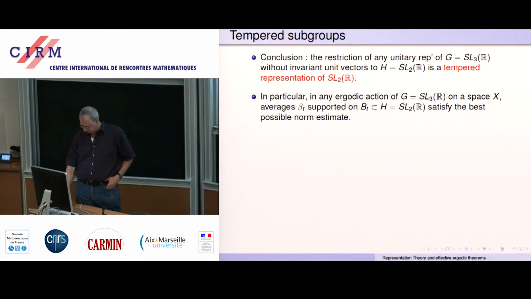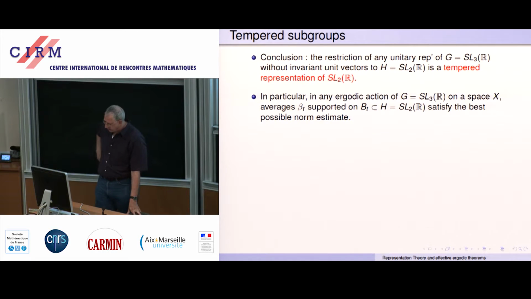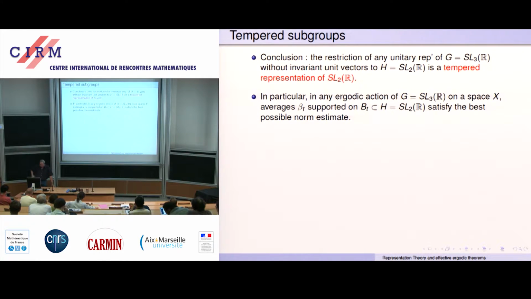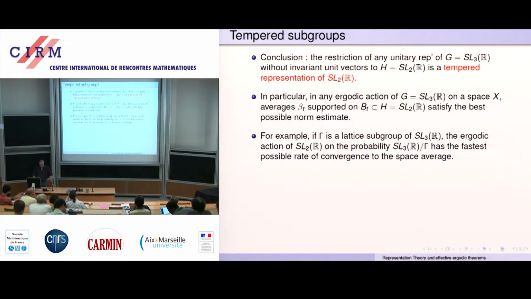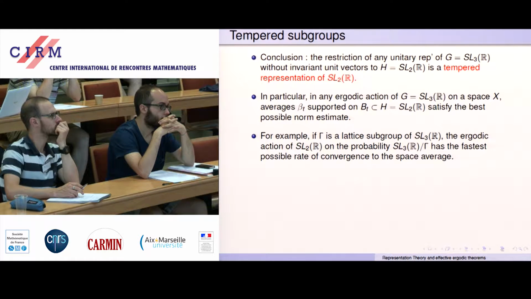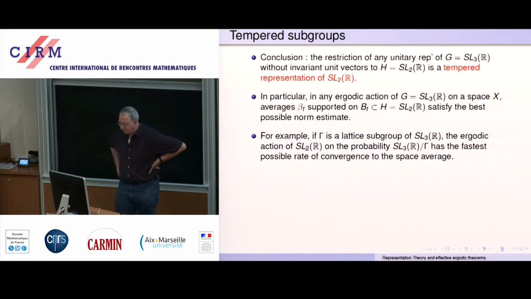And we have seen that this means that in every ergodic action of G equals SL3R on a space X, the averages beta T supported on BT contained in SL2 satisfy the best possible spectral estimate. For example, if gamma is a lattice subgroup of SL3R, the ergodic action of SL2, this is not a transitive action, this is a properly ergodic action, SL2 acts on SL3R modulo gamma, but this action has the truly remarkable property that it has the fastest possible rate of convergence to the space average.